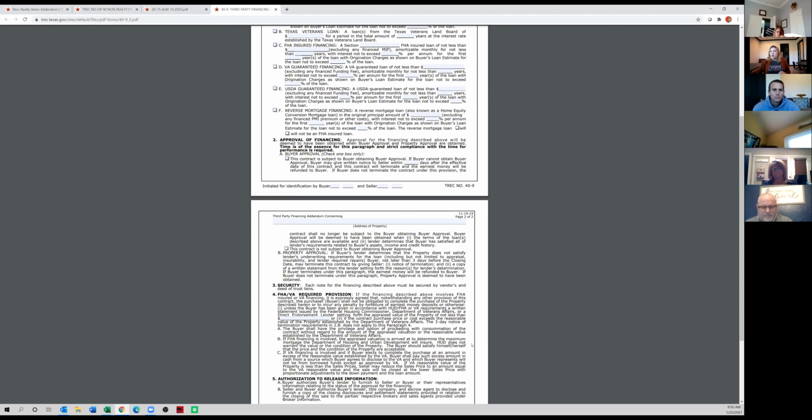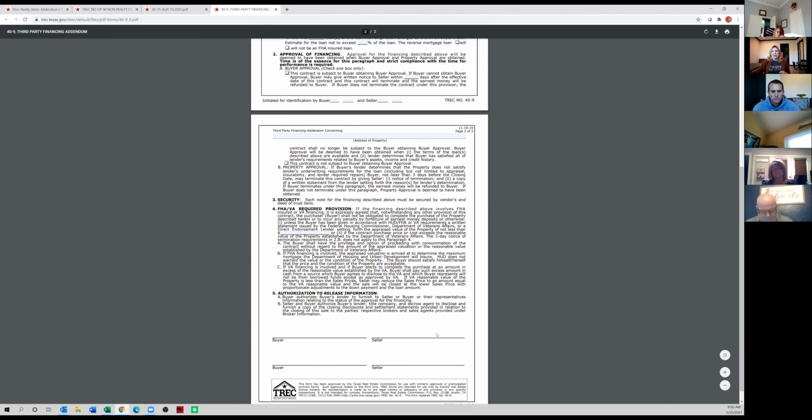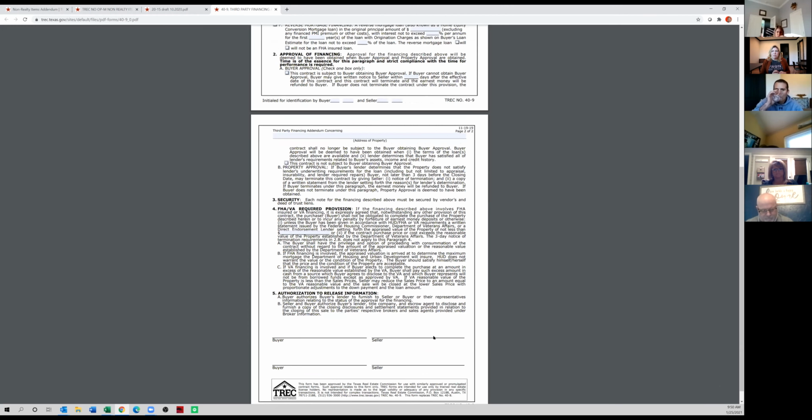All right, cool. Paragraph 3 deals with security, and then paragraph 4 is the VA FHA required provision. I'm not going to read that, but that's where you would put in the sales price there. And on VA or FHA, those consumers always have an out if it does not appraise for the full sales price for paragraph 1.